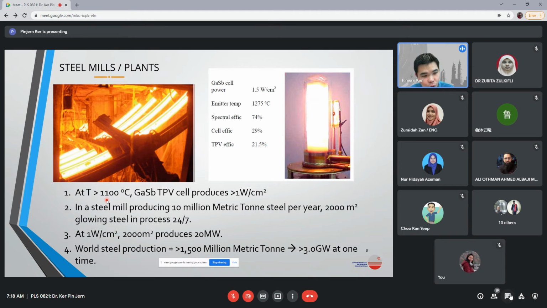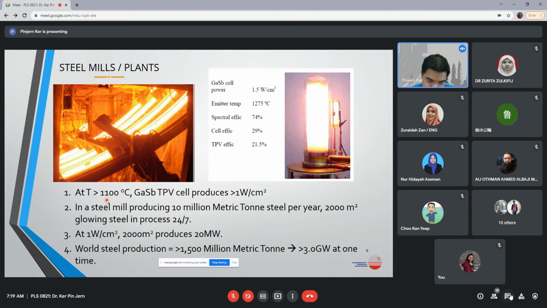They produce more than 1 watt per centimeter square, meaning a centimeter square of heated steel. Of the heat radiated, you can use a TPV cell to harvest 1 watt or slightly more at one time. Now, the beauty of TPV cell is that as long as the heat source is there, you can always harvest it, 24 hours. Unlike the solar spectrum, where you have limitation in terms of hours, probably 4 to 5 hours is realistic. But with TPV, as long as the steel mill is operating, the heat radiation is always there.